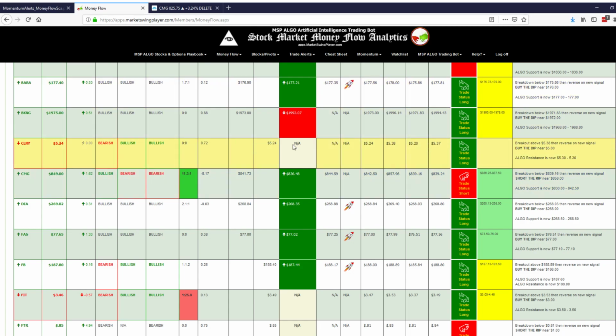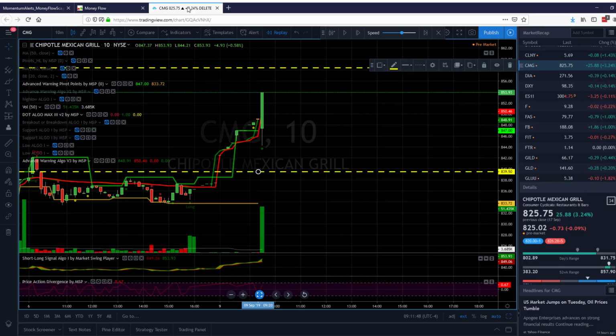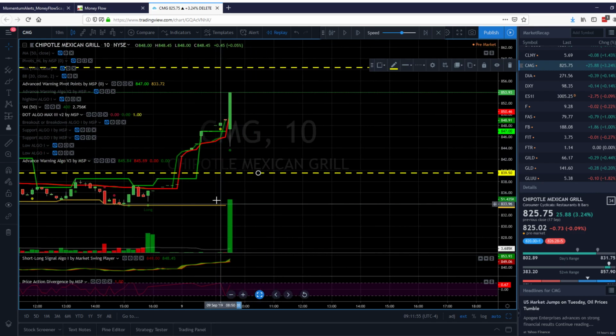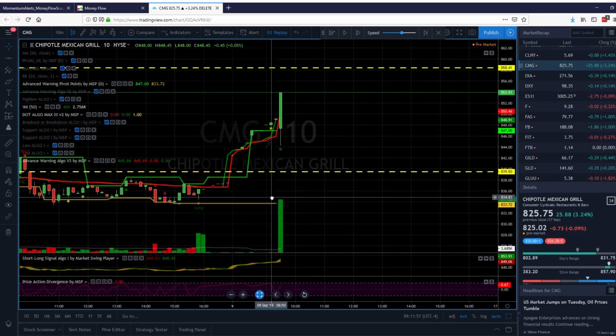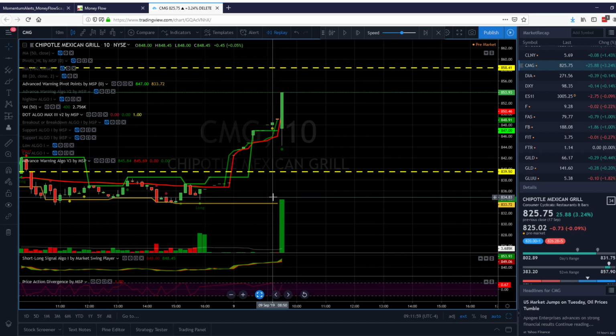Sometimes, like MasterCard, there was no time. It just started chopping like a rock at 100 miles an hour. But it just really depends. Now, look at that candle. Oh my goodness. If you looked at this chart, there is no way you'd be thinking to short this. Let's play and see what played out.